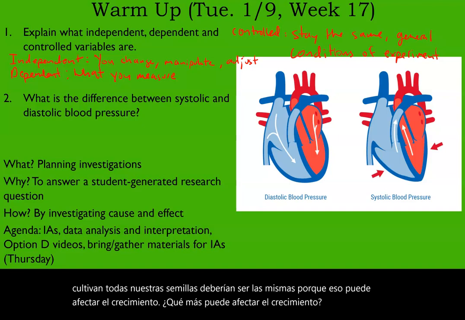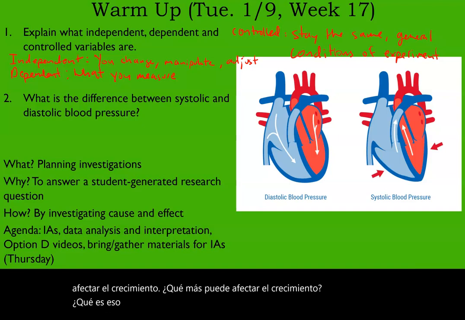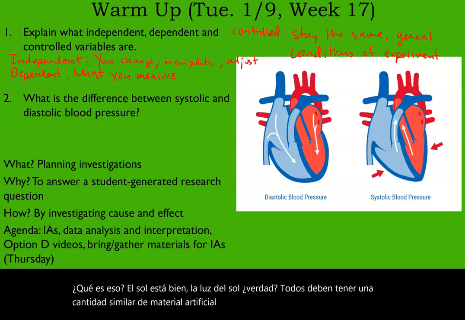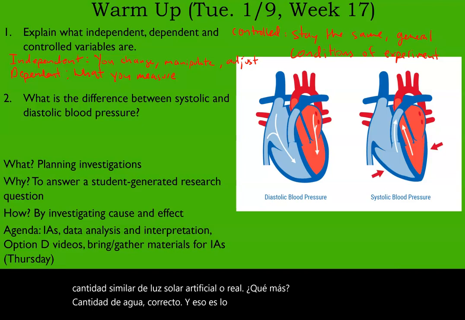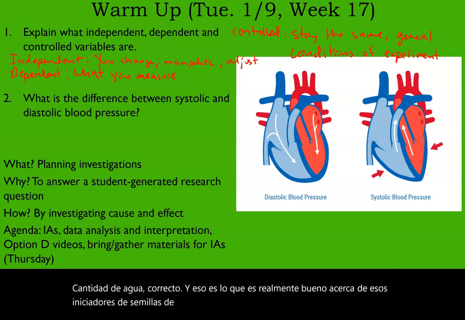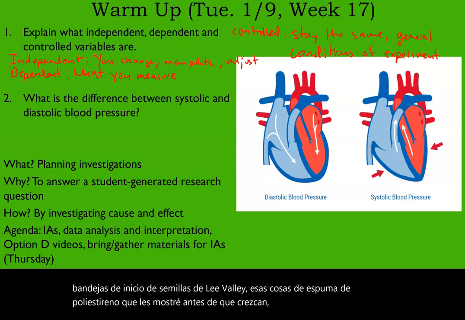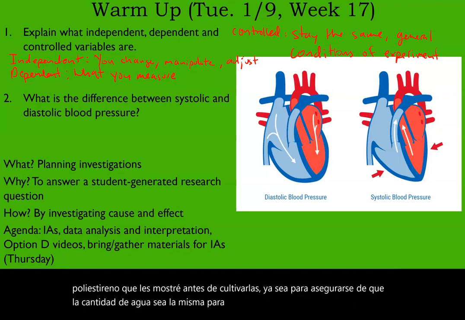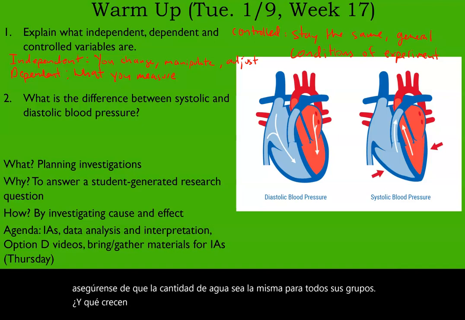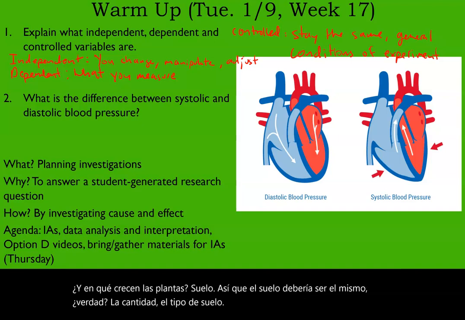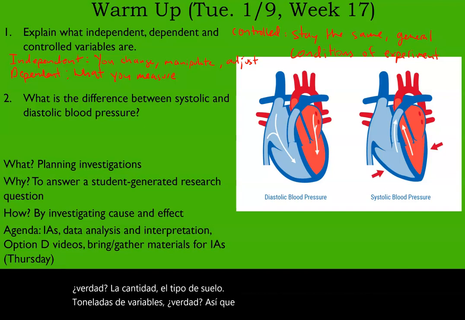What else can affect growth? What's that? The sun? Okay, the sunlight, right? These should all have a similar amount of artificial or actual sunlight. What else? Amount of water, right? And that's what's really nice about those Lee Valley seed starter trays, those styrofoam things that I showed you guys before. Those of you that are growing, those make sure that the amount of water is the same for all of your groups. And what do plants grow in? Soil. So the soil should be the same, right? The amount, the kind of soil. Tons of variables, right?